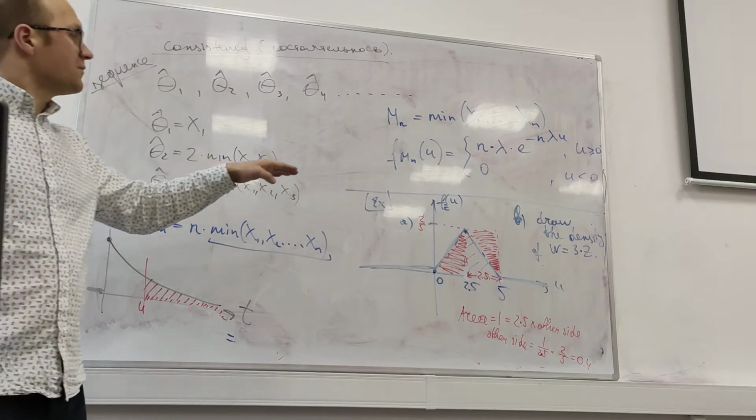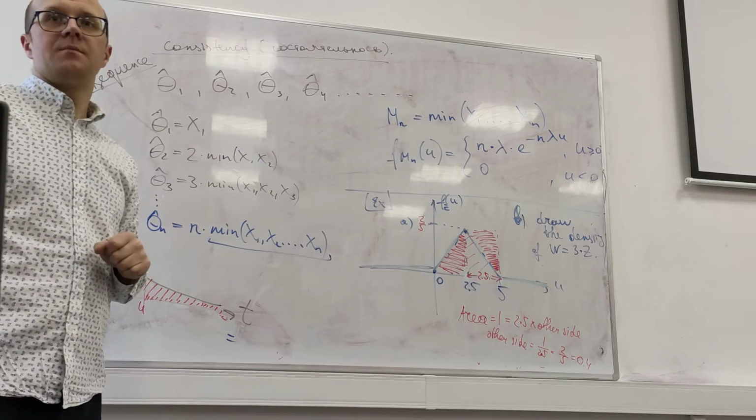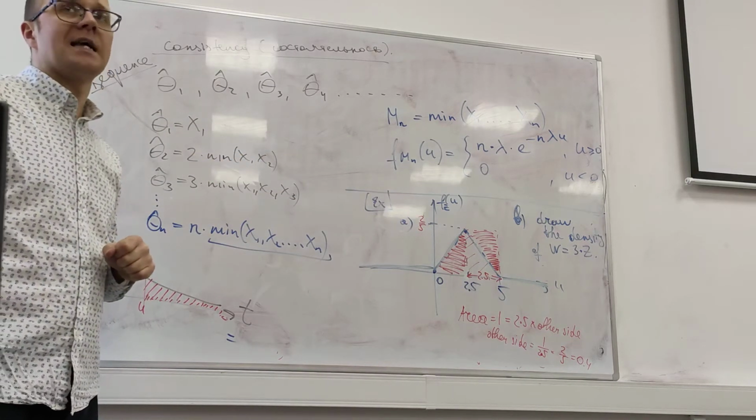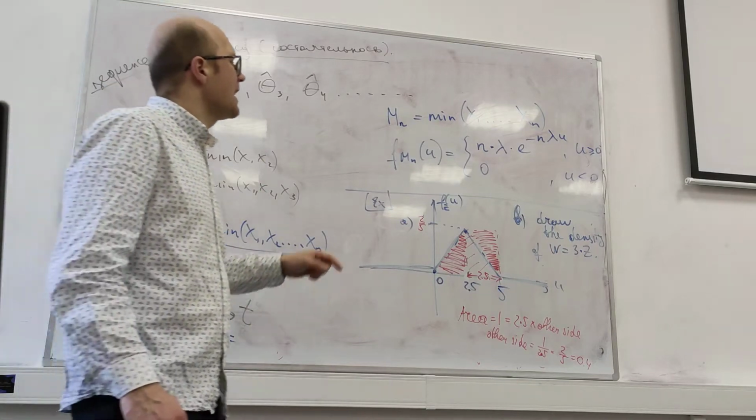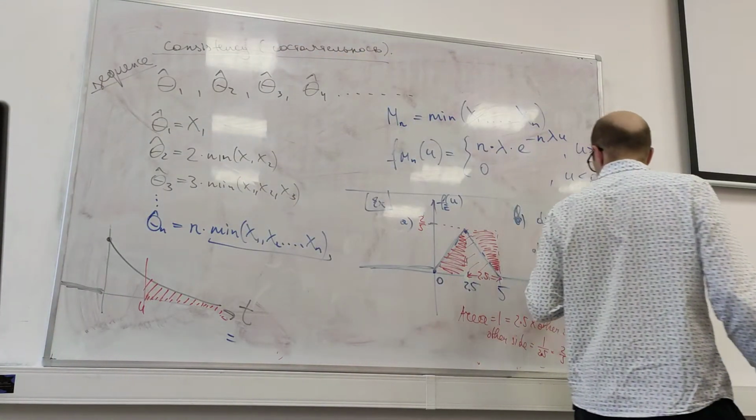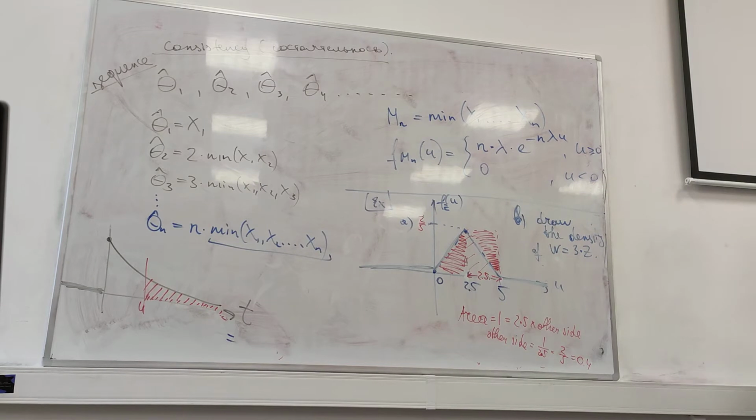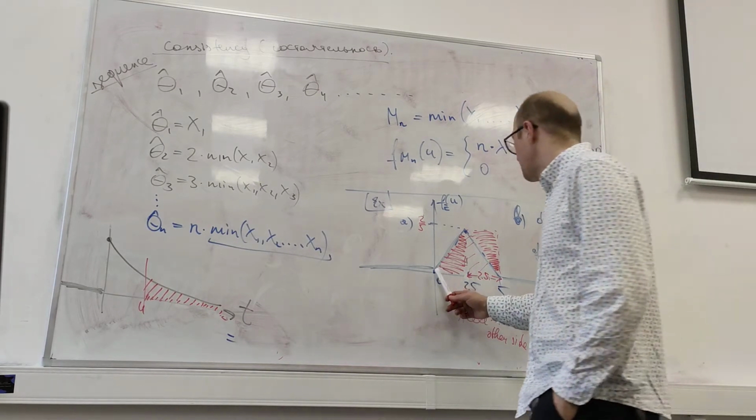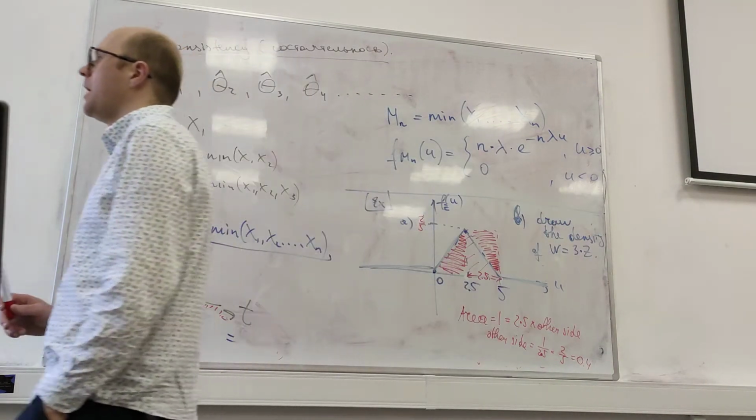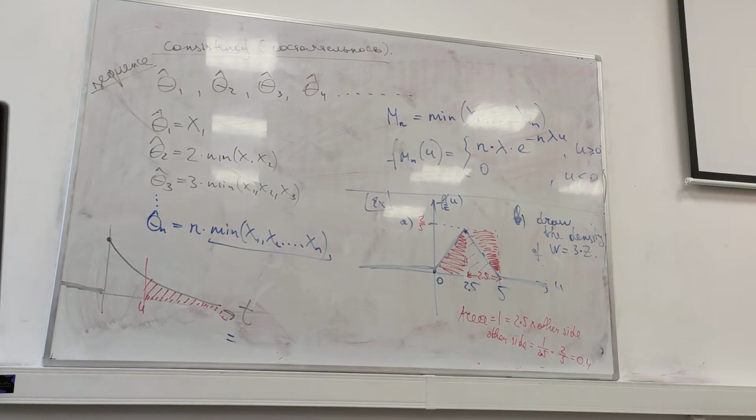Okay, this is the density function of which random variable? Of Z. And now let's consider another random variable, W. Z can take any value from 0 to 5. And what are the possible values for random variable W?